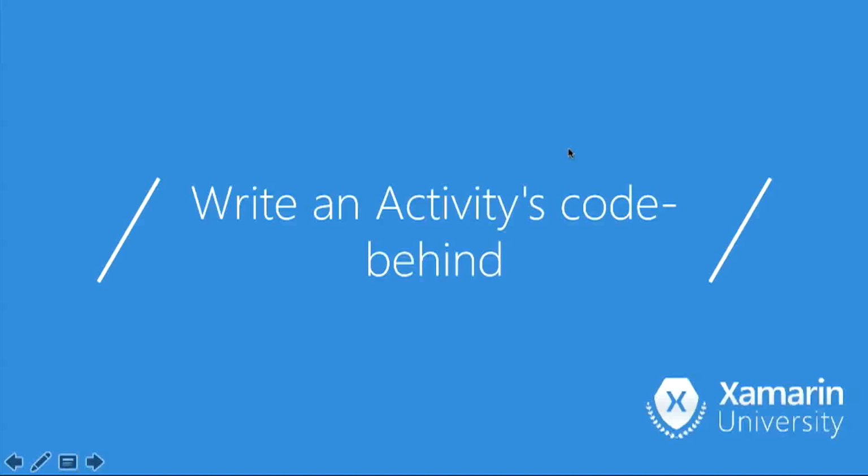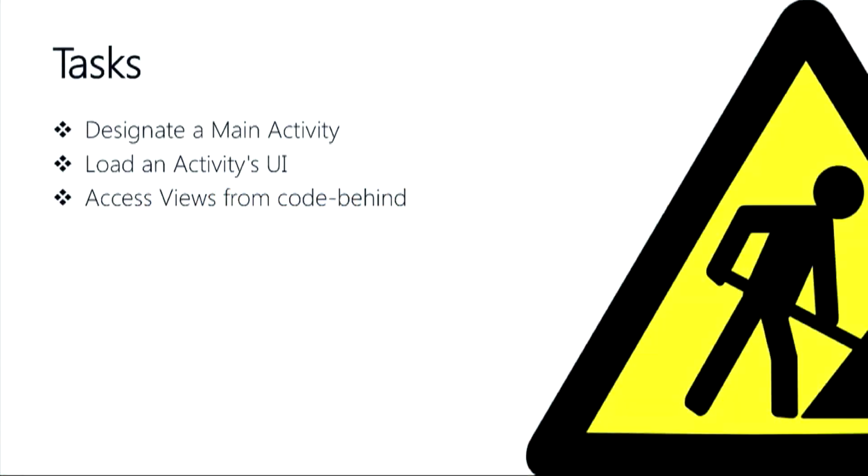Our third objective is to write the code behind for an activity. There's several things we need to do. We need to actually look at the C# code behind file, look at the declaration of our activity class and make sure that we have one activity designated as our entry point. Then we need to load the activity's user interface. That doesn't happen automatically. We actually have to make a method call to hook up the user interface to the activity's code behind.